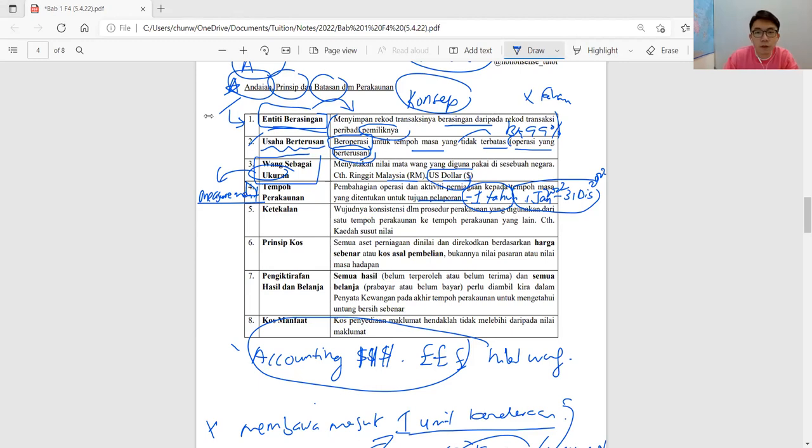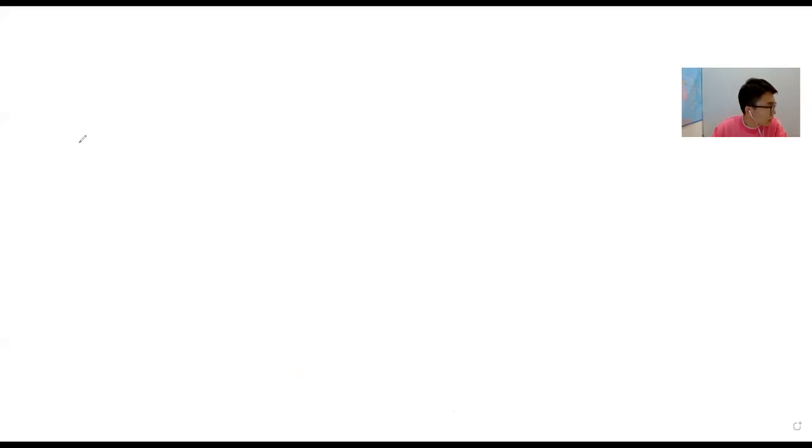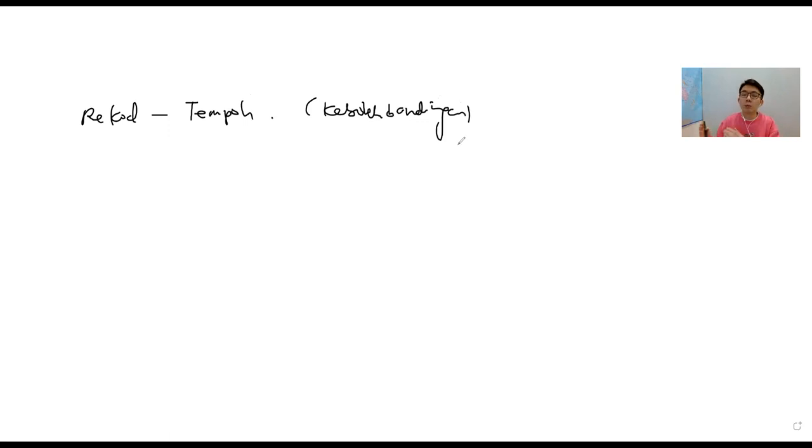Okay, so let me further explain this tempo perakaunan because you have to understand this so that later we can do all the questions smoothly. You have to know that whenever we record, we have to ikut tempo. We cannot say, I just want to record like that and you record like that. Cannot, because of what? Kebolehbandingan. You remember? Meaning, it has to be mudah dibandingkan. In order to be mudah dibandingkan, you have to do it nicely.